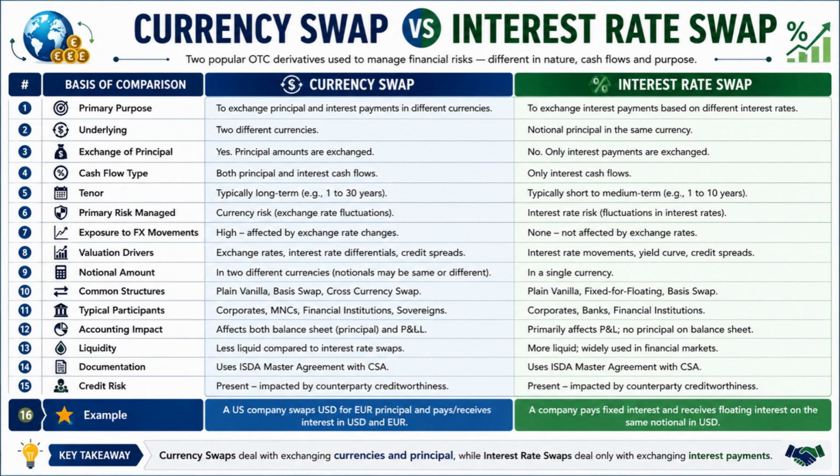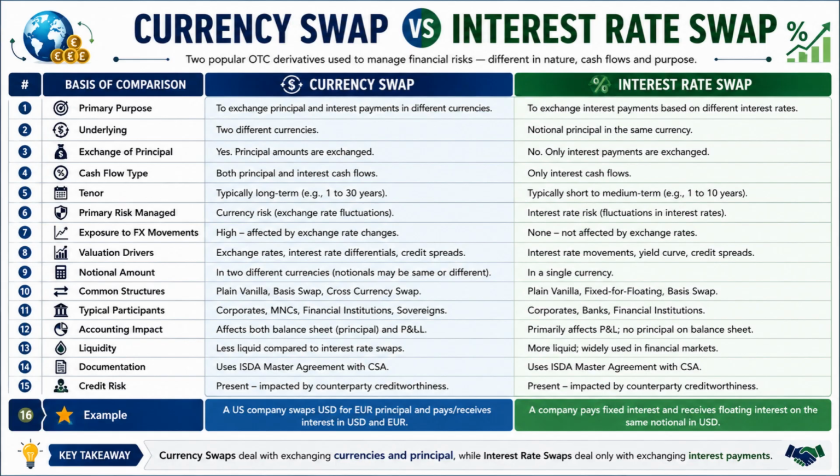Number 10. Common structures of currency swaps include plain vanilla and cross-currency swaps, whereas common structures of interest rate swaps include fixed for floating and basis swaps. Number 11. Currency swaps are commonly used by multinational corporations, governments, and financial institutions, whereas interest rate swaps are mainly used by corporations, banks, and investment firms. Number 12. Currency swaps affect both the balance sheet and profit and loss account because principal is exchanged, whereas interest rate swaps mainly affect the profit and loss account only.